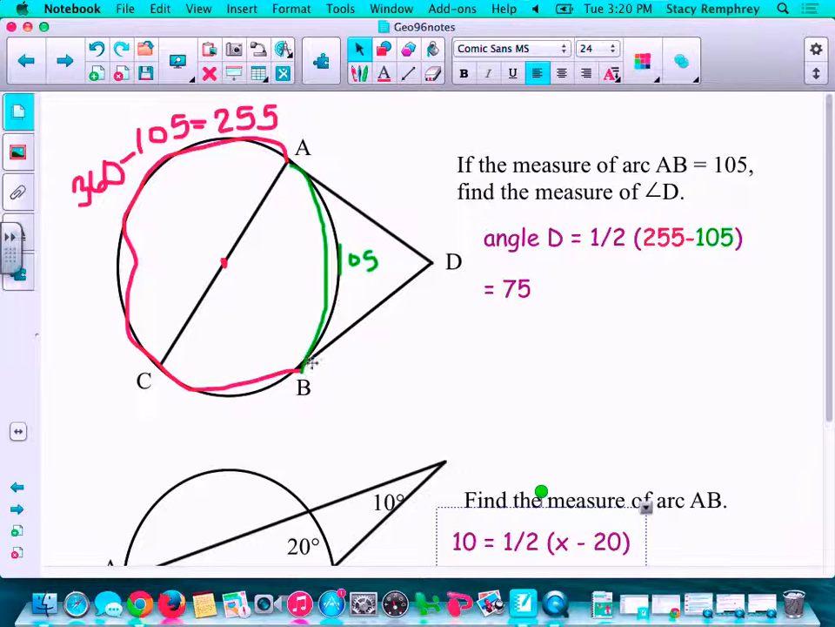So if I know that AB is 105, I can find the red by just simply doing 360 minus 105. Angle D is going to equal half that difference. So you can see I put the red measure in of 255 in red minus the green, and that gave you a measure of 75 degrees.